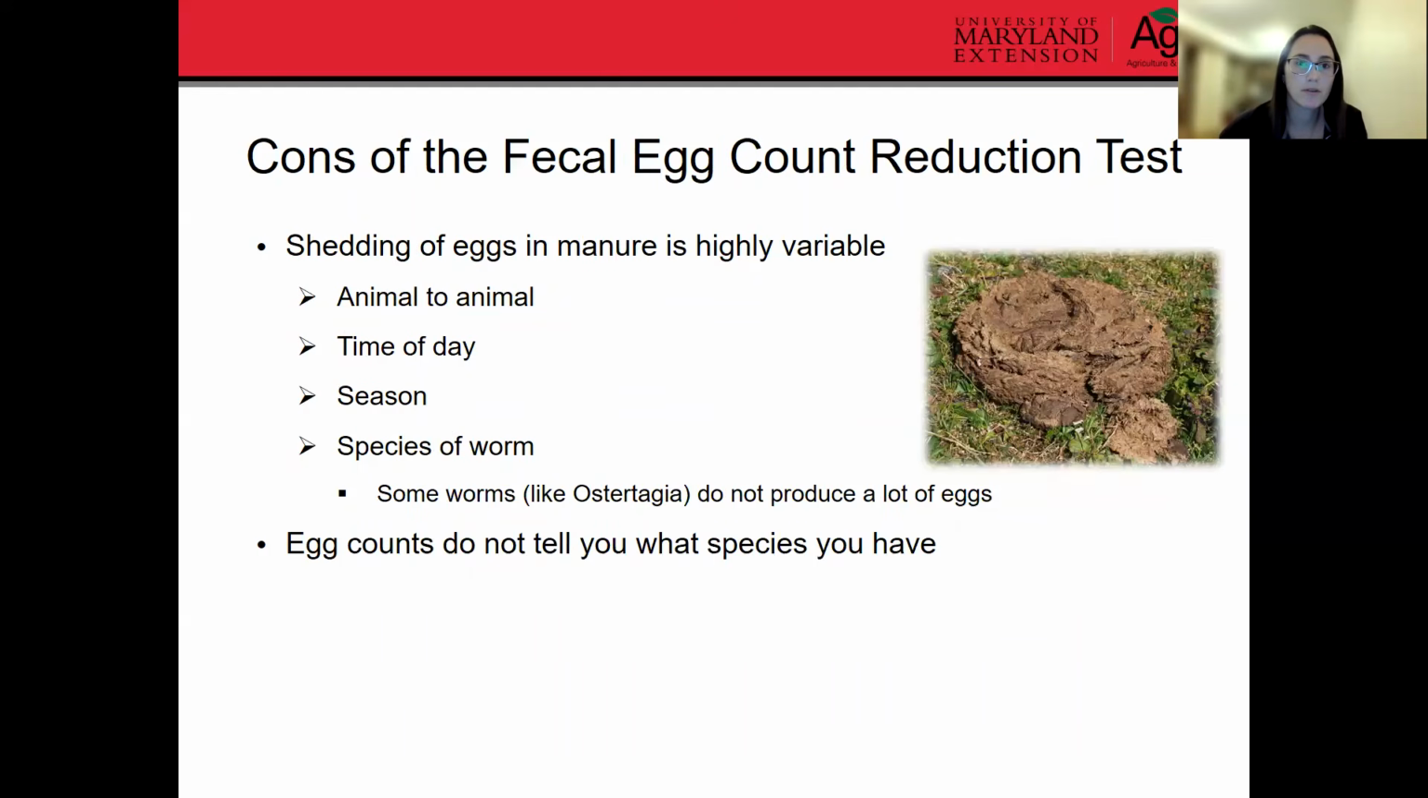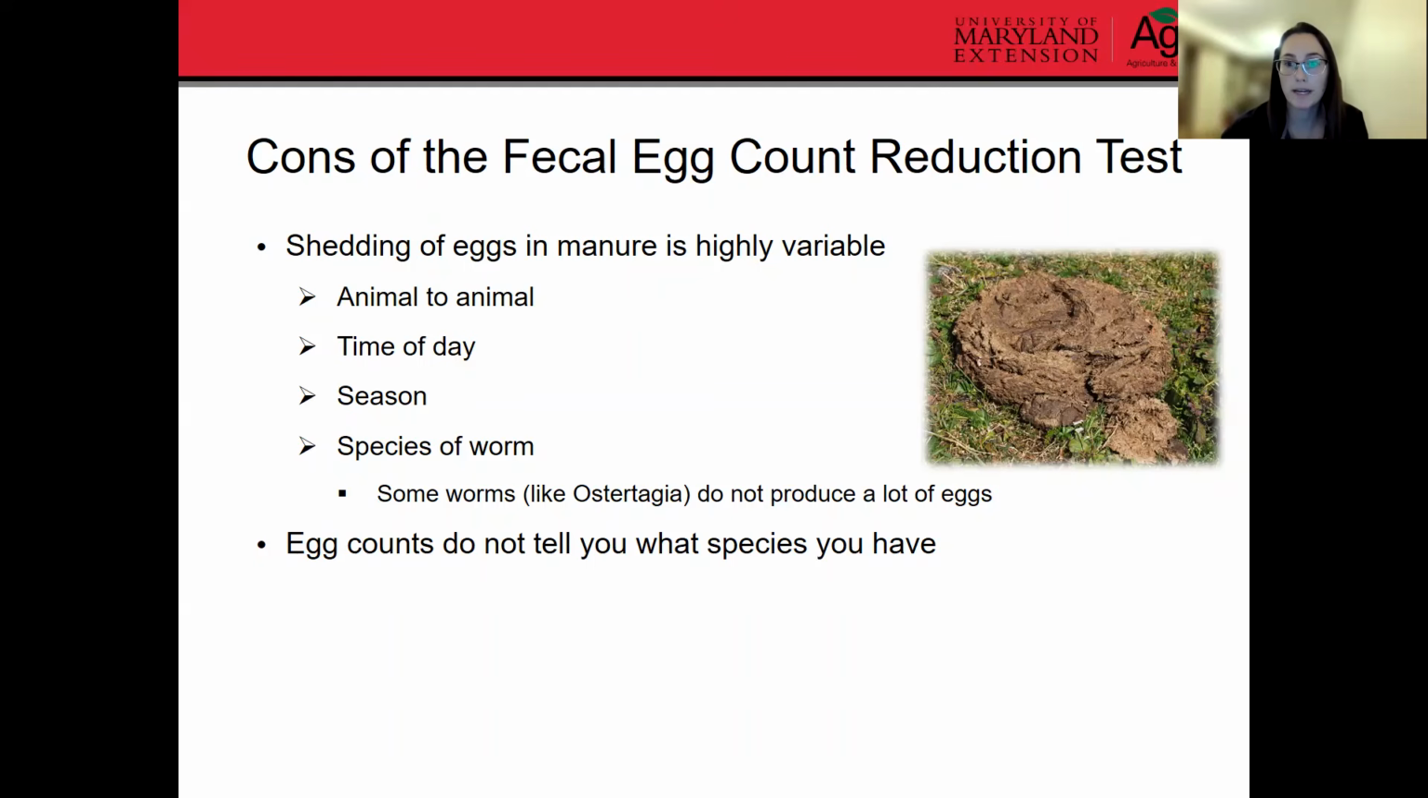Some of the drawbacks of the fecal egg count reduction test are, as I mentioned a couple of times earlier tonight, that shedding of eggs in manure is highly variable from animal to animal. Time of day can have an effect, as can season, and the species of worm can affect the parasites that are shed in the manure. Some worms, like Ostertagia, the brown stomach worm, don't produce a lot of eggs, so it can be hard to detect an infestation with those worms. And egg counts don't tell you what species you have. The lab is just counting the number of parasites in the manure.